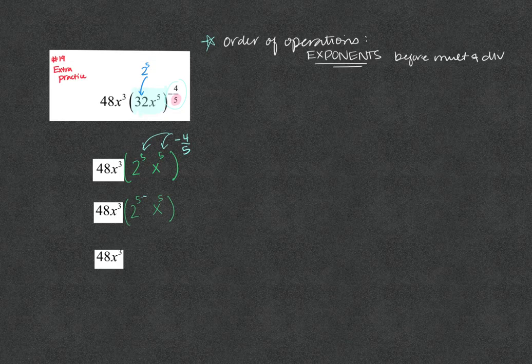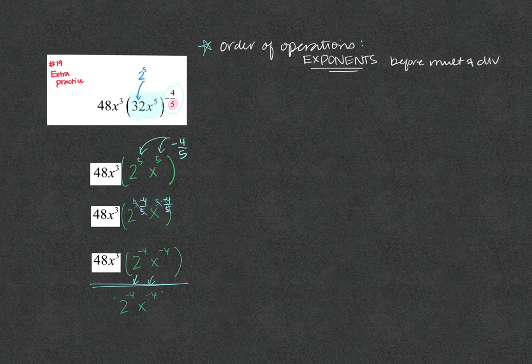So I'm going to multiply this by negative 4 fifths and this also by negative 4 fifths. Now, if we clean this up, we get negative 20 over 5, which is negative 4, or you could just cancel the 5s out. So we're going to get 48x cubed times 2 to the negative 4, x to the negative 4. All these negative exponents mean is that the 2 and the x belong down in the denominator. So we moved them down there, they become positive, and the negatives are now gone.